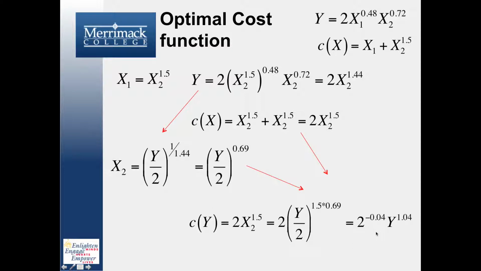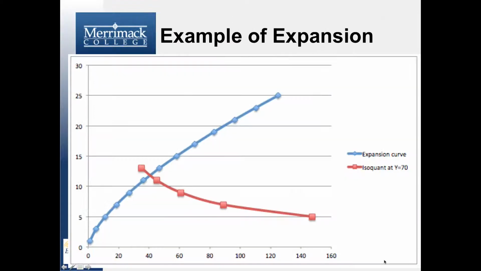And this is the equation. Well, actually, this is the equation. So what use is that? Well, now I can find what the optimal cost is for any given output. The minimum cost will be.